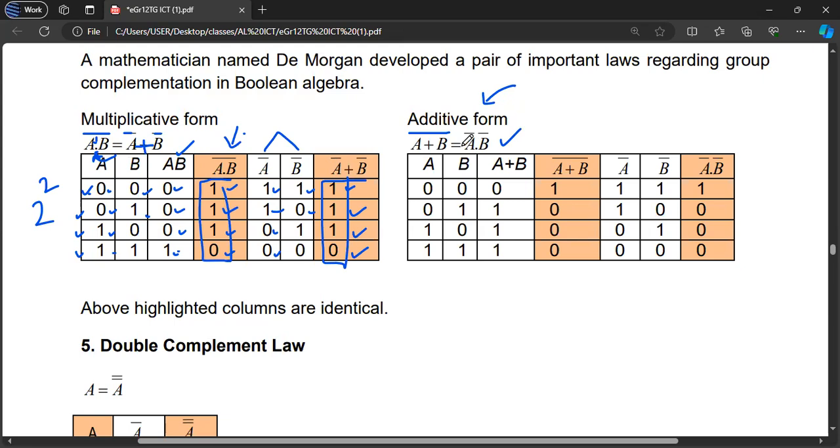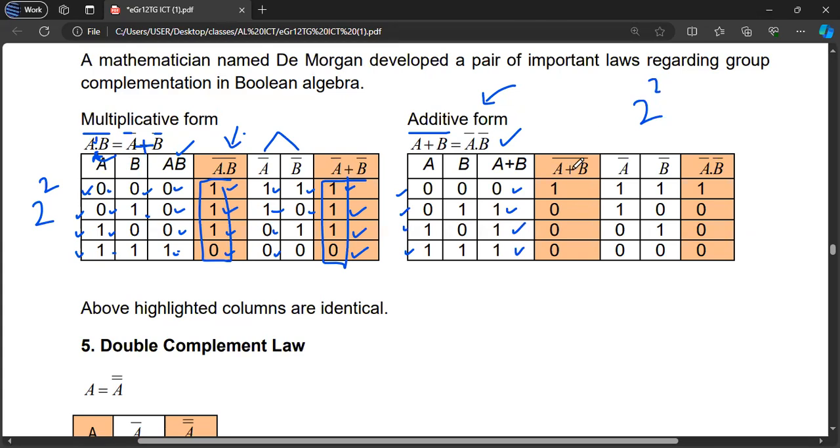So let's move forward. A, B, we are having two inputs. Two inputs means 2 to the power 2, 4 combinations are possible. We have 0, 0, 0, 1, 1, 0, and 1, 1. A plus B, use the OR logic. So 0 plus 0 is 0, 0 plus 1 is 1, 1 plus 0 is 1, 1 plus 1 is 1, right?